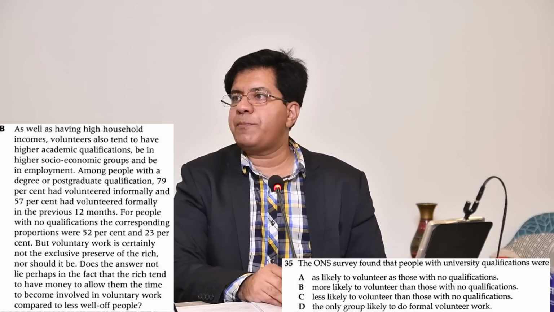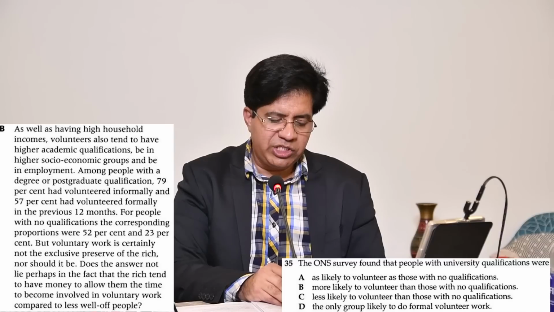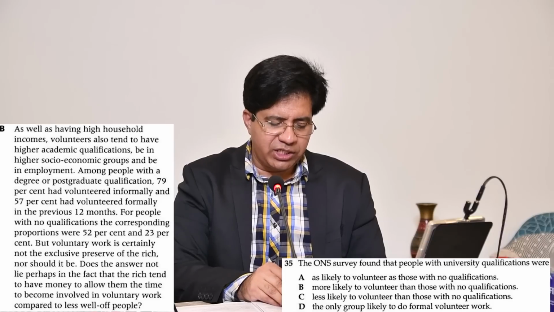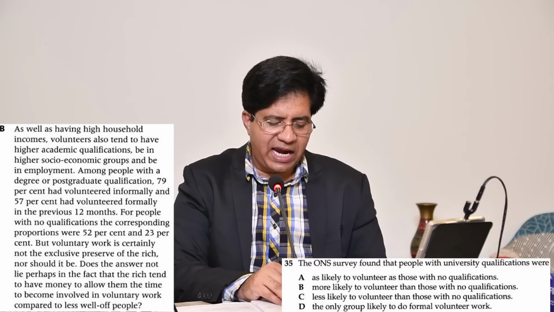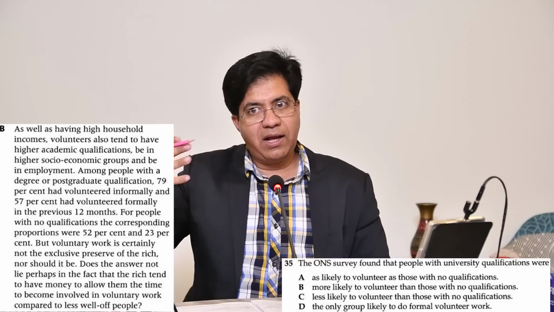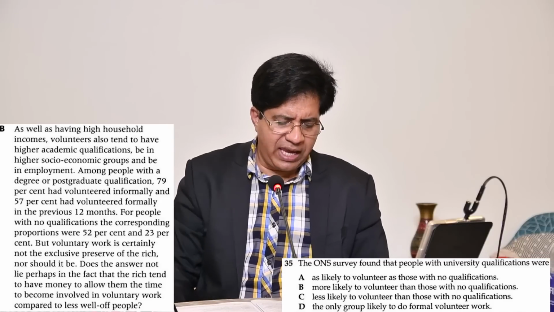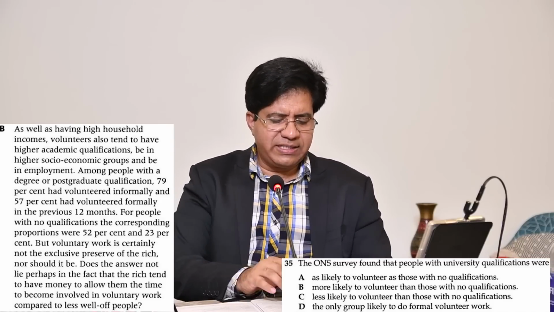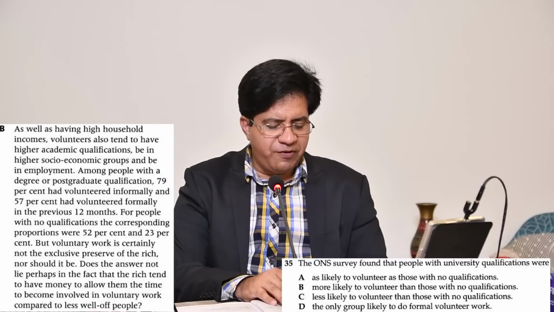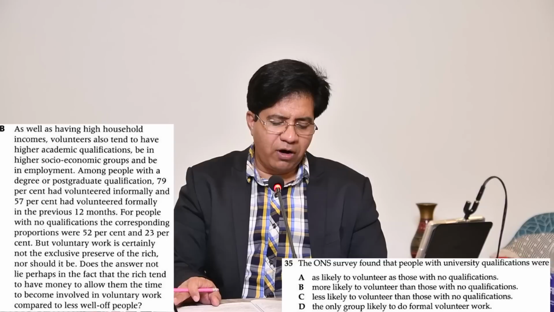Among people. Did everyone find it? Now please follow. Paragraph B, 5th line. Among people with a degree or postgraduate qualification, 79% had volunteered informally and 57% had volunteered formally. Formally and informally. Formally means announced. Informally means on their own. Okay? Now just focus on this. They say 79% had volunteered informally and 57% volunteered formally.